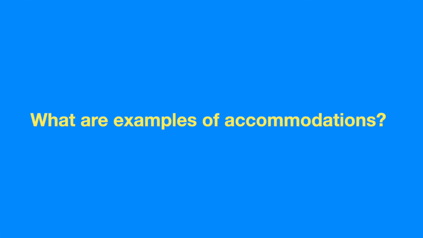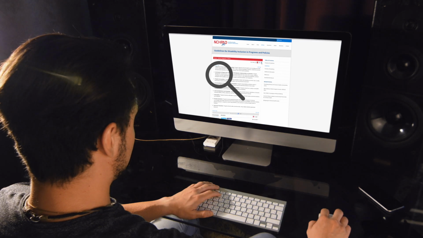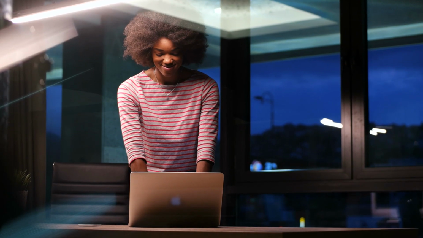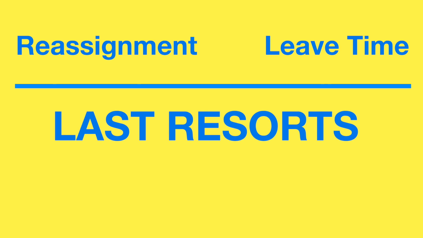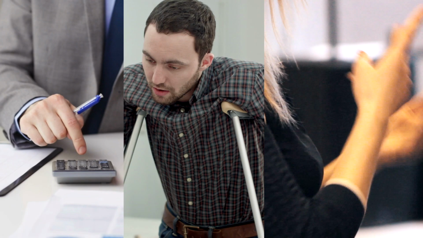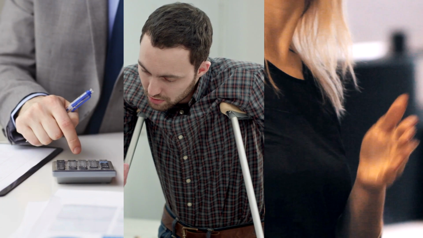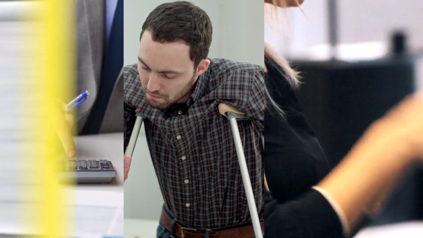What are some examples of job accommodations? Use of assistive technology, change in schedules, working from home, change in work location or eliminating marginal job tasks, and reassignment and leave time as last resorts. These are only a few examples of job accommodations. It's important to remember that accommodations are specific for the needs of each employee and situation.